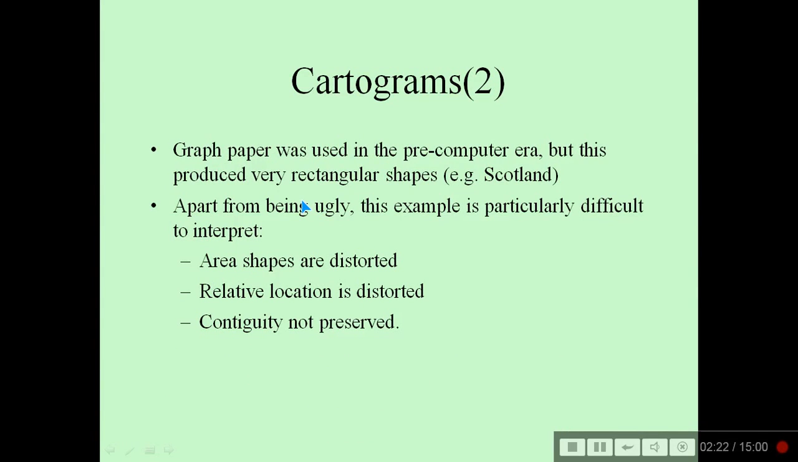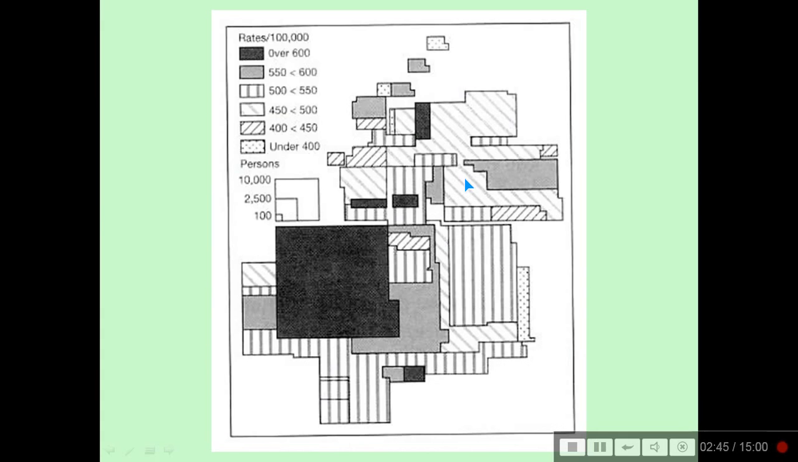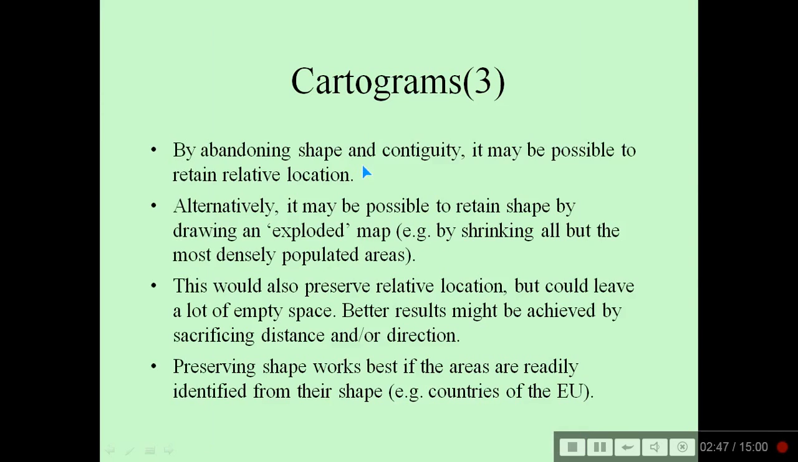And graph paper may be used in the pre-computer arena, but this produced very rectangular shapes. Apart from being not very good, this example is particularly difficult to interpret, as area shapes may be distorted, relative location is distorted, and contiguity is not preserved in this way. See, so by abandoning the shape and contiguity, it may be possible to retain relative locations.